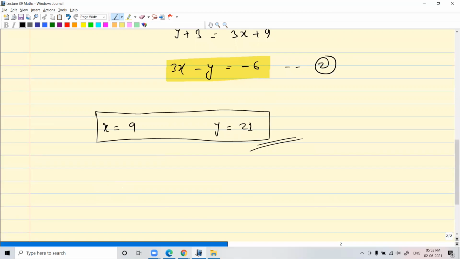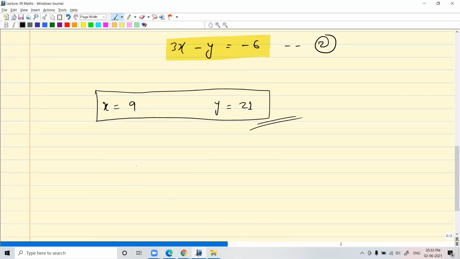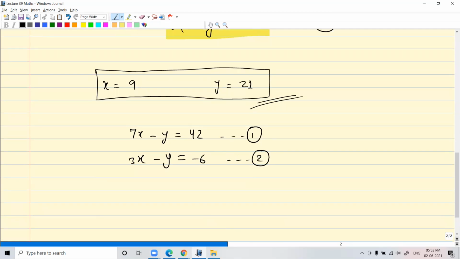What was the first equation? Tell me. 7x minus y is equal to 42. So let me write them together. 7x minus y is equal to 42. This is my first equation. And 3x minus y is equal to minus 6. This is my second equation. So actually I will use elimination here. Substitution is also equally good, but I will use elimination. I'm going to subtract 2 minus 1.